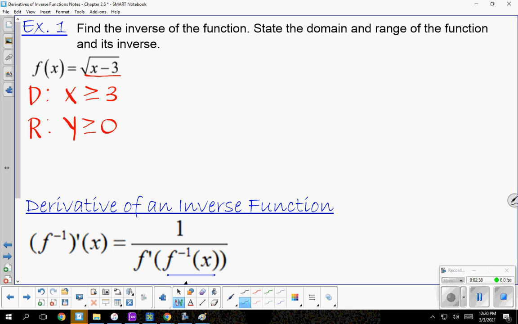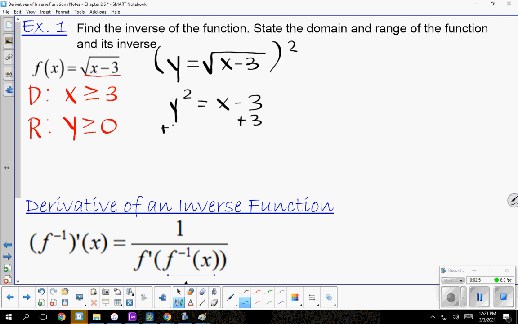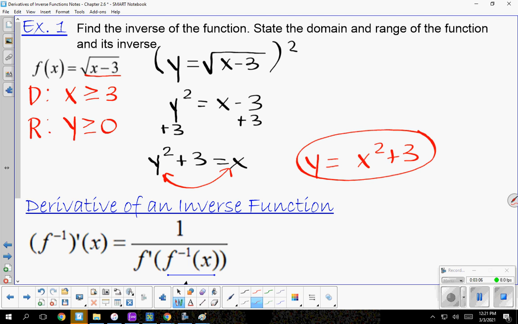Then to actually find the inverse, we first have to isolate the value of x. So first I'm going to square both sides so that we get y squared equals x minus 3. Then I'm going to add 3, and I get that y squared plus 3 equals x. And then to turn it into the inverse, I just switch these two. So it's going to be y equals x squared plus 3. So this is the inverse function from what I started with.